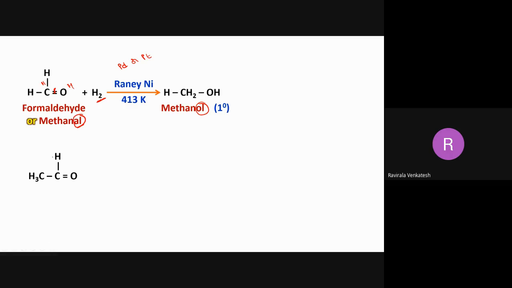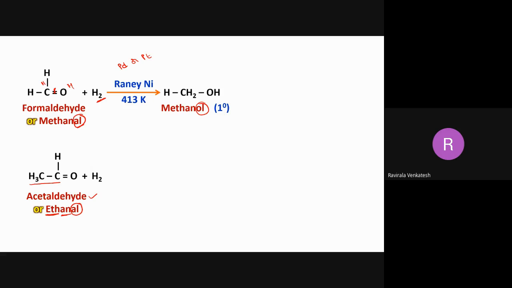Next, if I take acetaldehyde, CH3CHO. The name is acetaldehyde or ethanal, because two carbons are there: eth. Between carbons a single bond: ane. And the functional group is aldehyde: al. So ethanal.